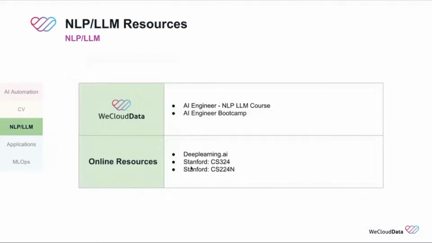In terms of learning resources, WeCloudData has the LLM course under the AI Engineering Bootcamp, but you can take this as a standalone course as well if you're interested. DeepLearning.ai, as I mentioned, has a lot of great resources, and those are short courses. Stanford also has the CS324 and CS224N courses. Definitely look into that. It has a lot of details, and if you want the depth, I think these are really good courses.